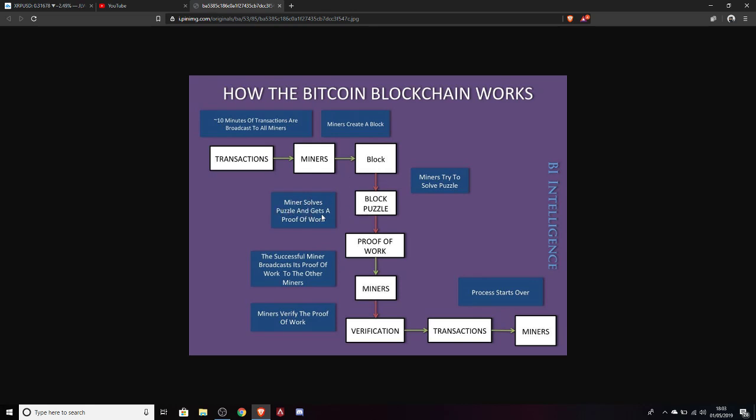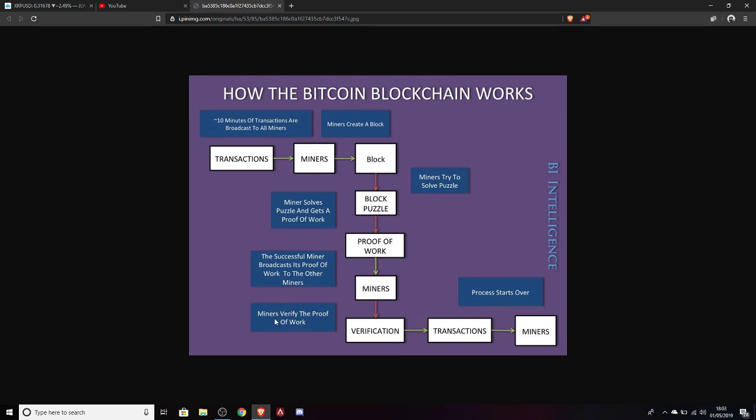When the miner has solved the puzzle, it gets a timestamp of a proof of work, which goes along with the block. The successful miner then broadcasts its proof of work to the other miners. After the miners have mined the block and the puzzle is solved, the puzzle is basically the verification of the fact that it is a legitimate transaction, and it's not just a bogus transaction or a double spend, which then goes off to the network of the other miners to then be verified by the other miners.